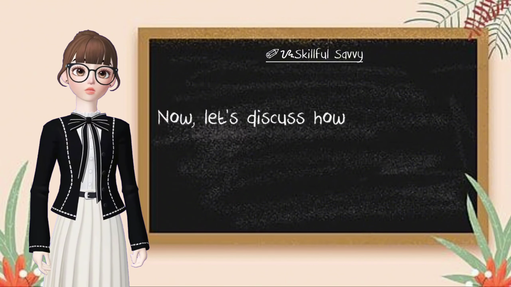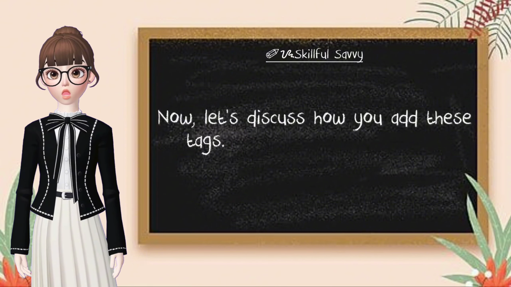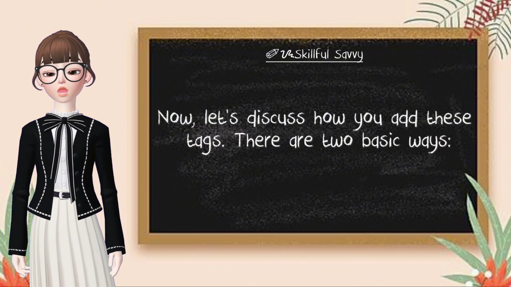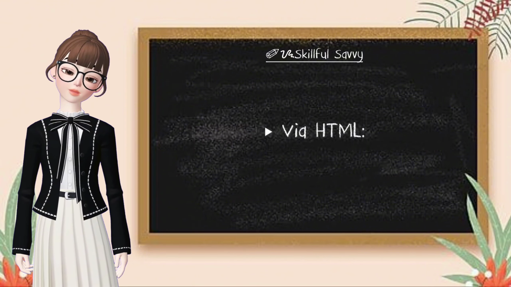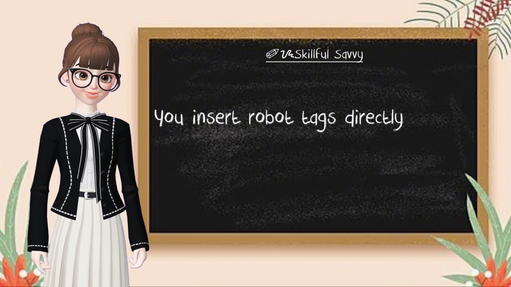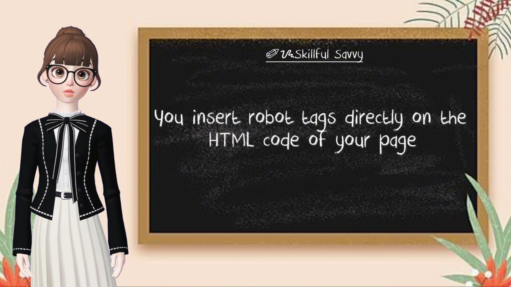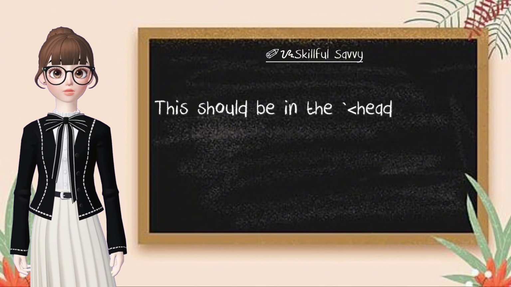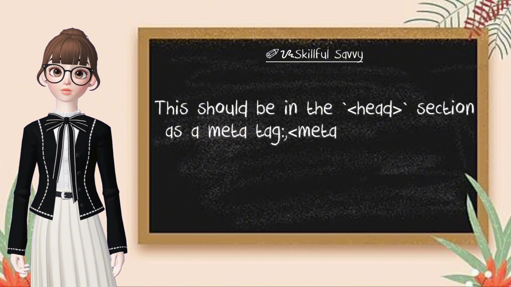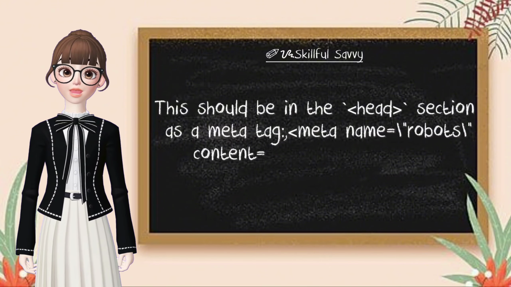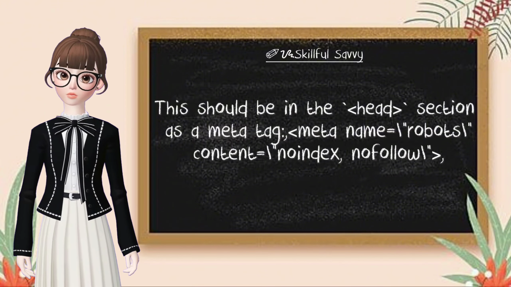Now, let's discuss how you add these tags. There are two basic ways. Via HTML. You insert robot tags directly in the HTML code of your page. This should be in the header section as a meta tag: meta name equals robots, content equals noindex, nofollow.